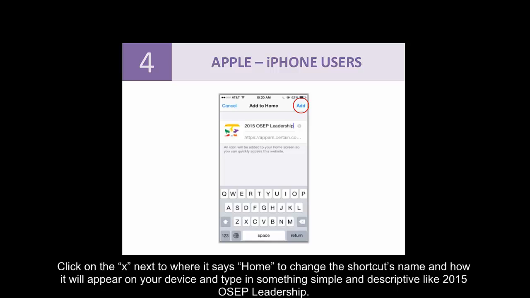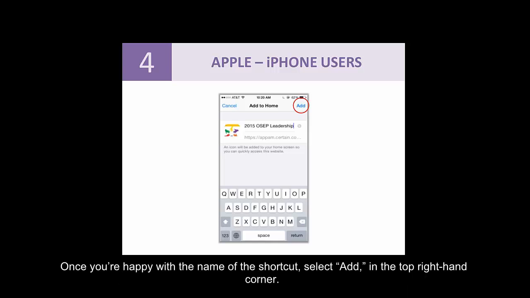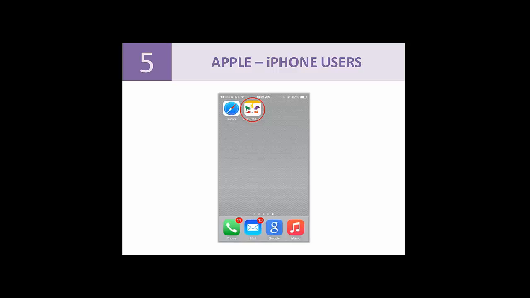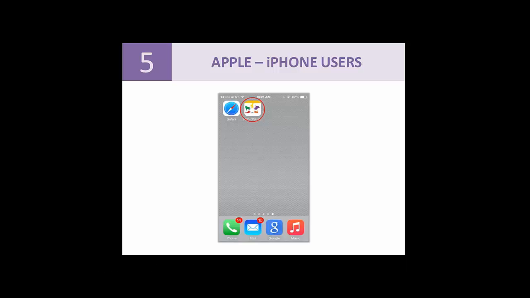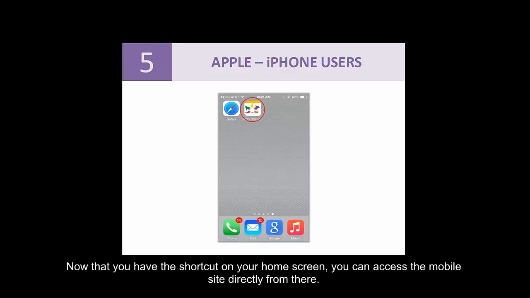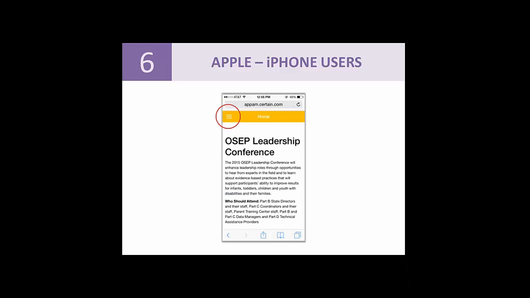Click on the X next to where it says Home to change the shortcut's name and how it will appear on your device, and type in something simple and descriptive like 2015 OSEP Leadership. Once you're happy with the name of the shortcut, select Add at the top right-hand corner. From there, you'll be automatically redirected to your home screen where the shortcut will appear. Now that you have the shortcut on your home screen, you can access the mobile site directly from there.